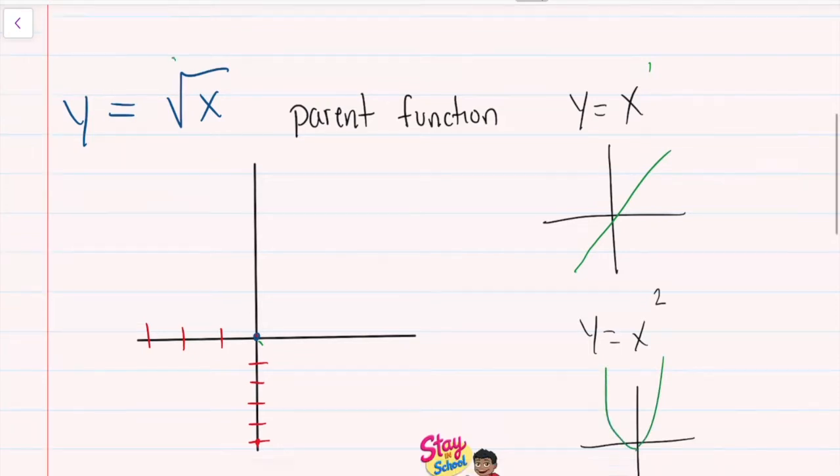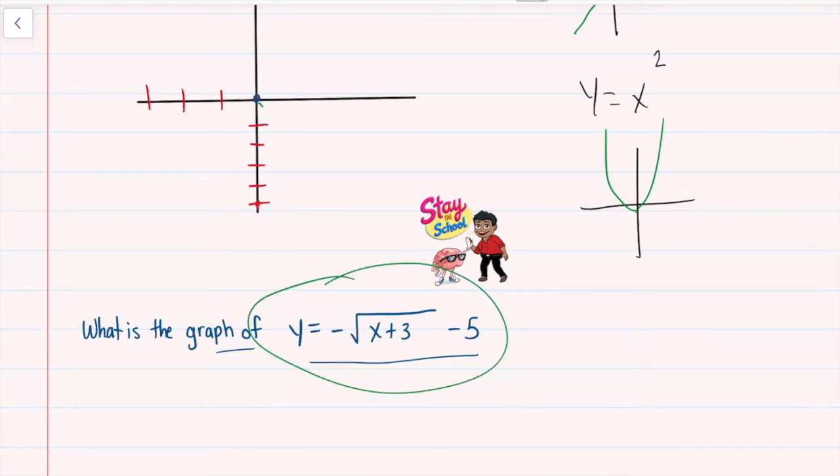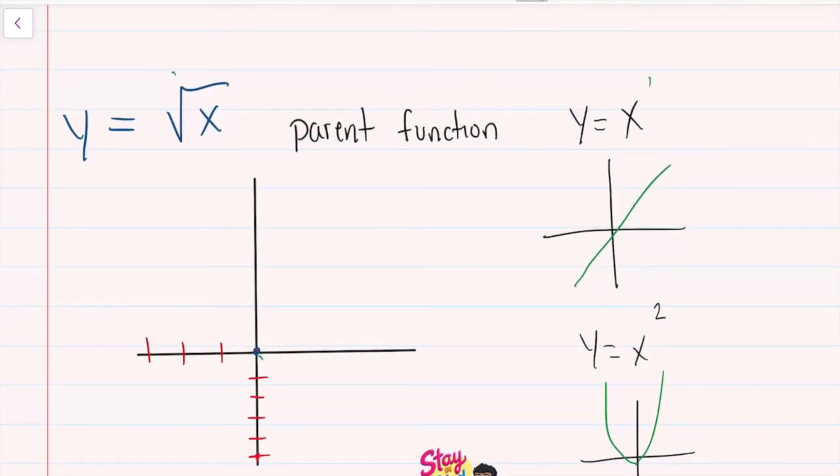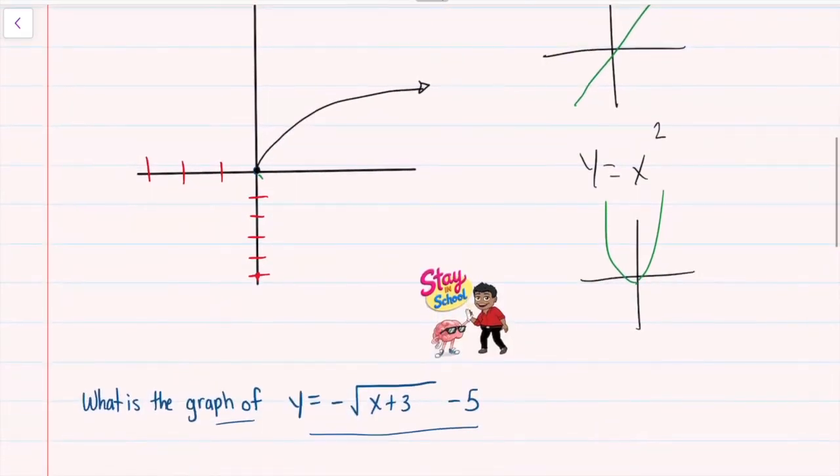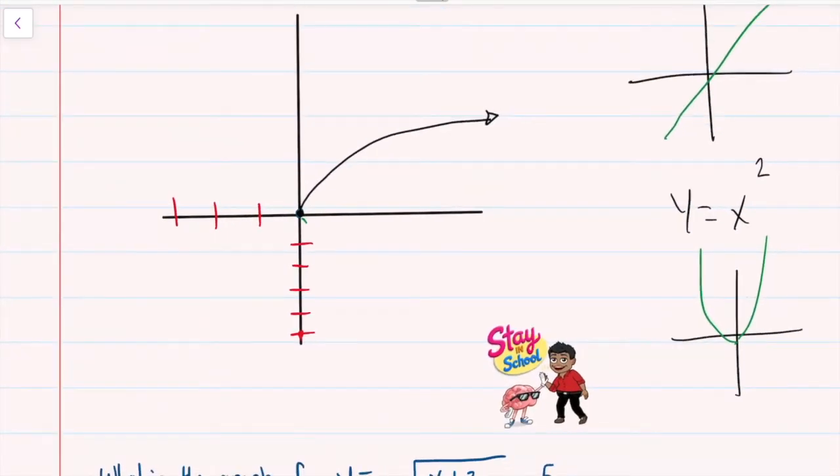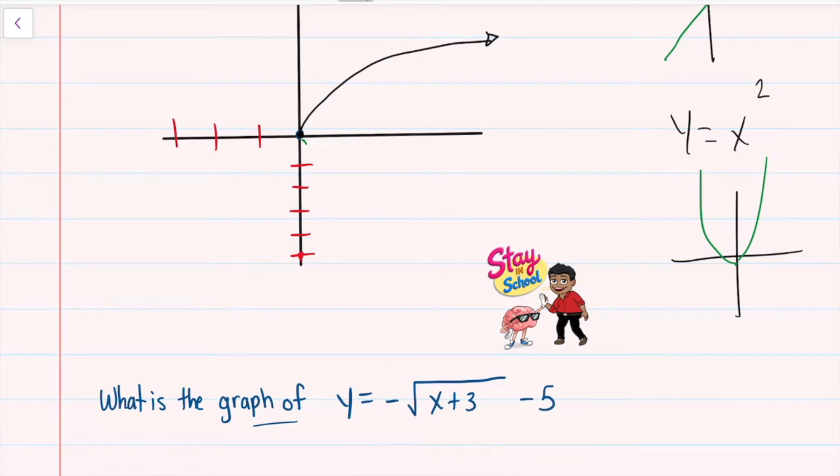For this problem, the original function will be just the square root of x, and that looks more or less like this. You start at 0, and it's like a horizontal parabola. Now that we know how the graph is supposed to look, let's see what changes we have to make based on the added numbers and signs.